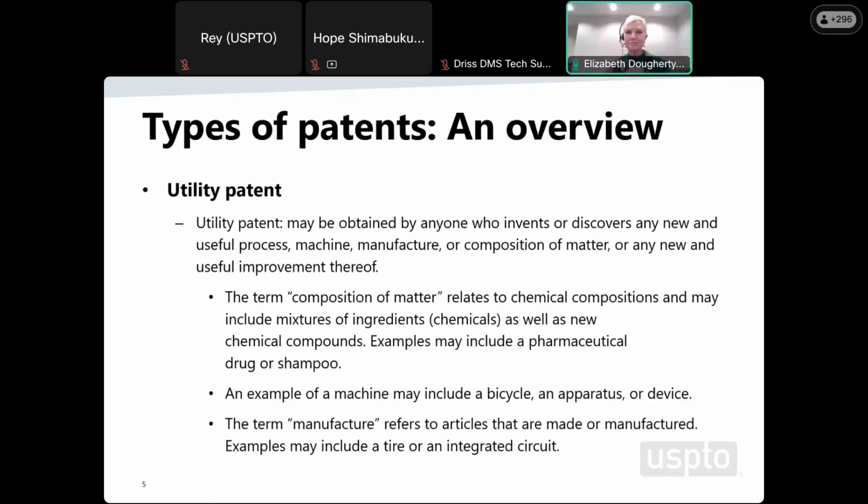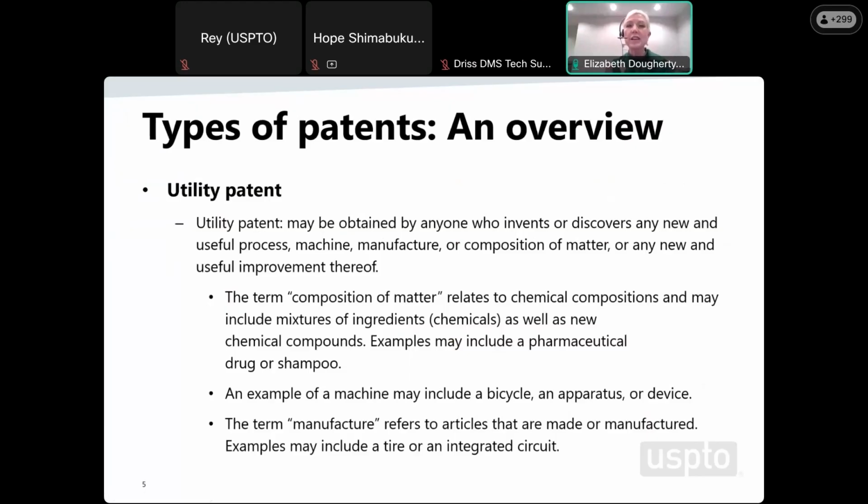Types of patents. Okay, so here we're going to do that deeper dive into what I was whetting your appetite for. The utility patent may be obtained by anyone. And when I say anyone, no one is too old or too young. No one is precluded, whether they are a US citizen or a foreign applicant. The US patent system is open to everyone, and that's one of the beauties of our system.